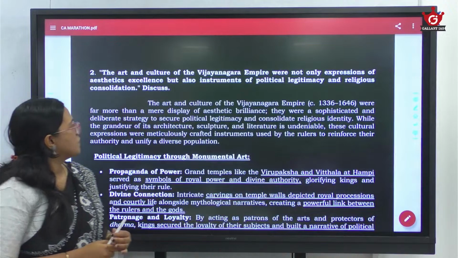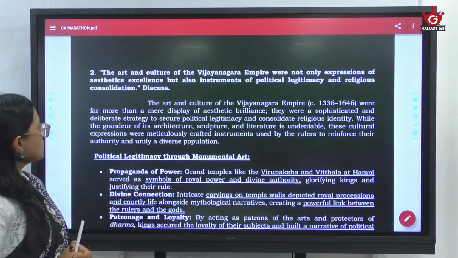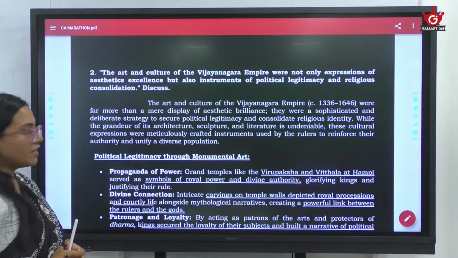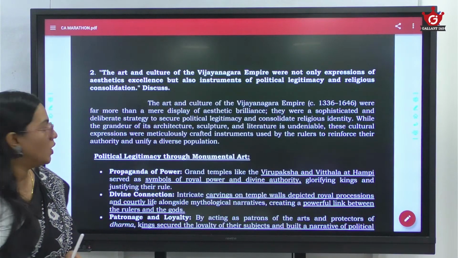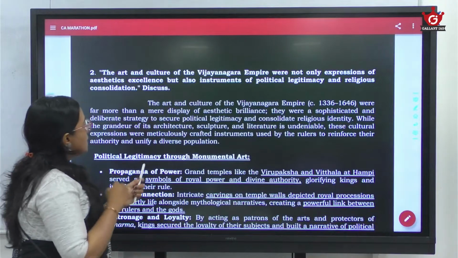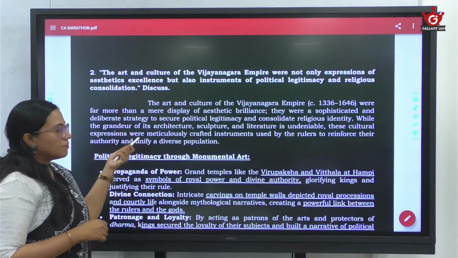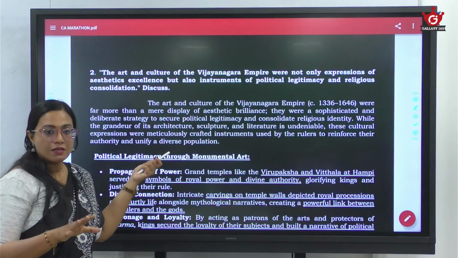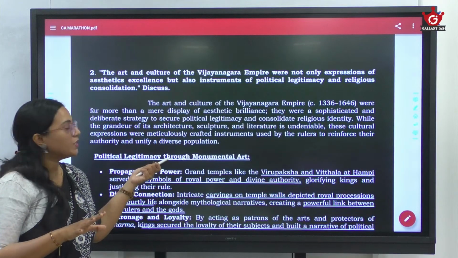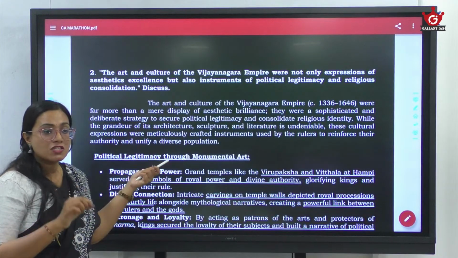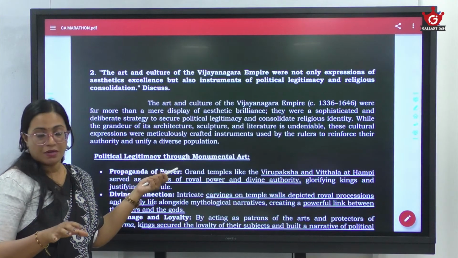The art and culture of the Vijayanagara Empire were not only expressions of aesthetic excellence but also instruments of political legitimacy and religious consolidation. Okay, so here the question is about the art and culture of the Vijayanagara Empire, but how did it contribute to the political legitimacy and religious consolidation of the Vijayanagara Empire?